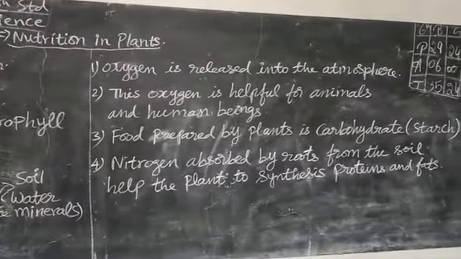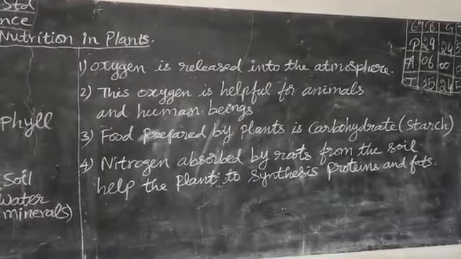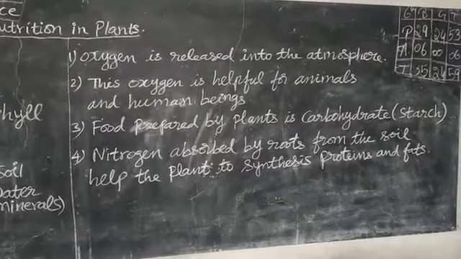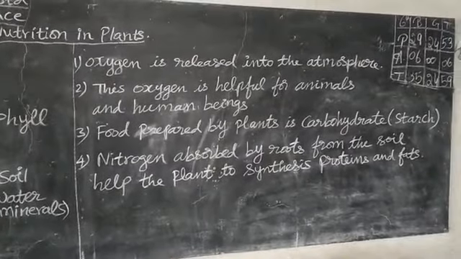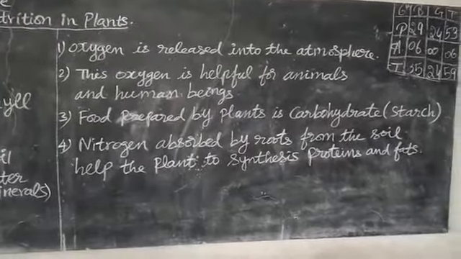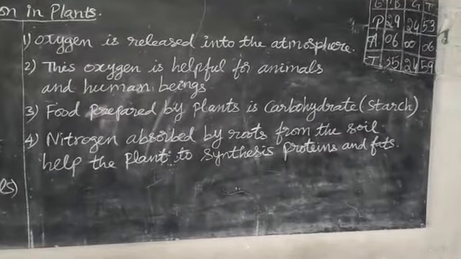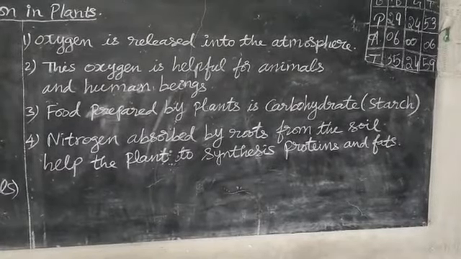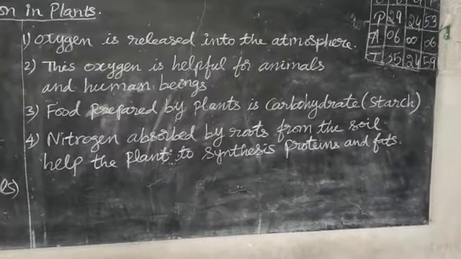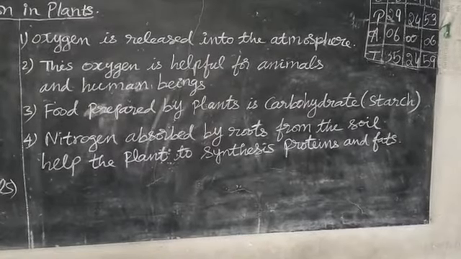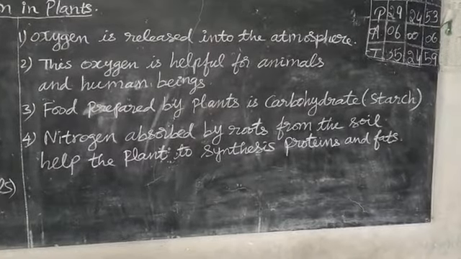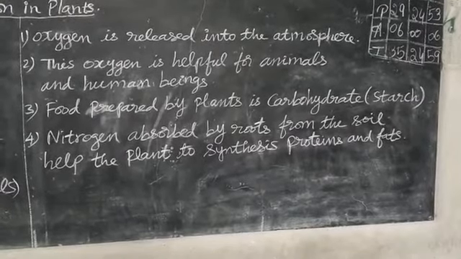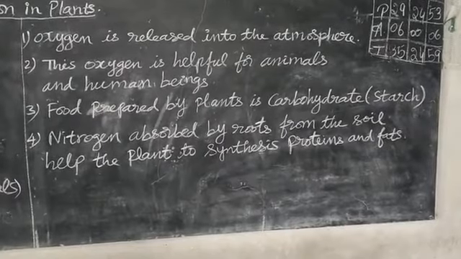See, oxygen is released into the atmosphere. After food is prepared, oxygen is released. This oxygen is helpful for animals and human beings. See, you can see in the picture, I have written on the board. Food prepared by plants is carbohydrate. See, what type of food do the plant leaves prepare? They prepare carbohydrate. It is also called starch. The leaves store this starch in them. So where is the food stored? The food is stored in the leaves.